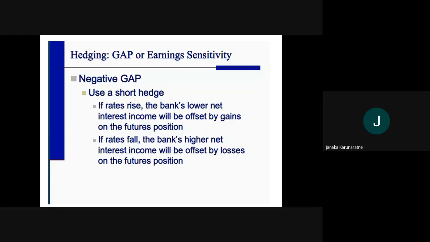So when the interest rate rises, you lose your interest income. But now you are shorting futures. What happens? You make a gain in the futures position. If the interest rate falls, you are not at risk. So you have a higher net interest income, but you will incur a loss in the futures position because the interest rate falls, future price will rise. You have a short hedge. So it doesn't matter whether your interest rate rises or falls, because of the hedge, you are minimizing your risk position. So your loss will be minimum. Okay.